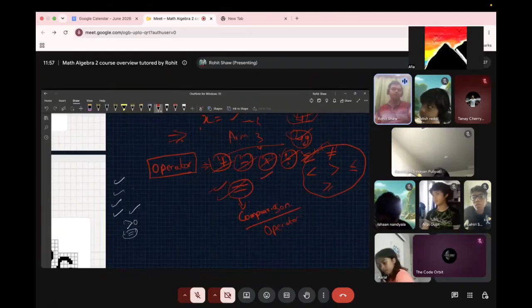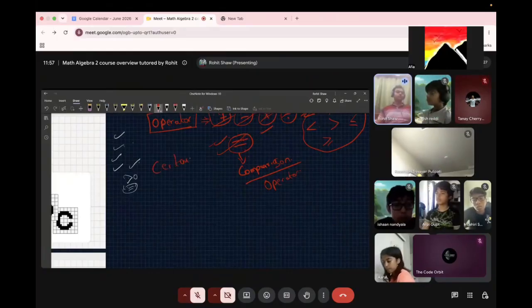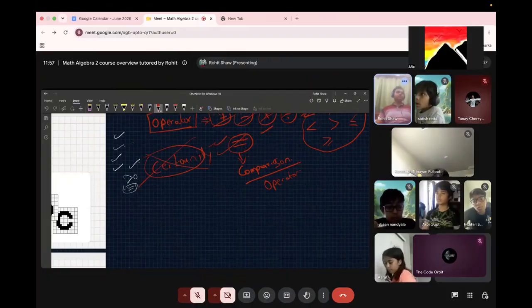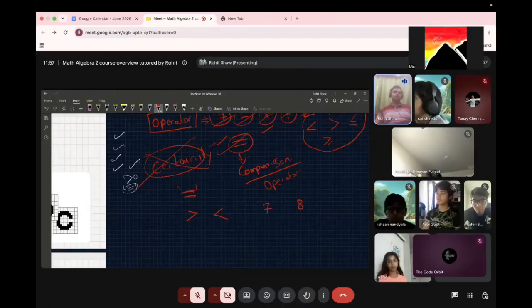So, like we said, we are dealing with algebra. Algebra means unknown. There is no certainty in life, and in algebra also there is no certainty. So we can't just say equals. It is not always equal. Then we can write it is greater than or it is less than. So these are the operators. Like if I say 7, 8, which is greater? 8 is greater, right? So I'll open the bracket, open this mouth towards 8. So 8 is greater than 7.